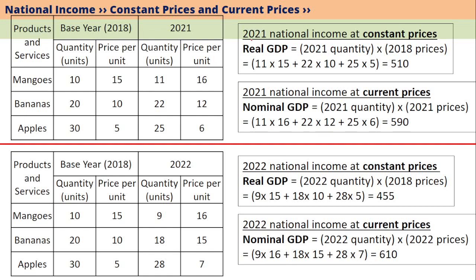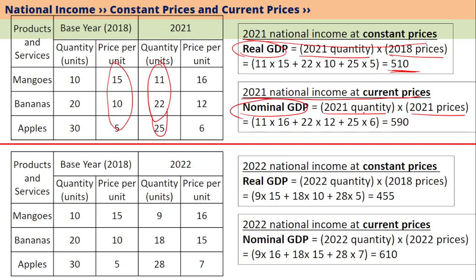For calculating 2021 national income at constant prices, which is nothing but real GDP, we took 2021 quantity and 2018 prices. We got the real GDP as 510. For calculating 2021 national income at current prices, that is nothing but nominal GDP, we use the quantity as well as prices from 2021. So we use this quantity with these prices and we got the nominal GDP as 590.